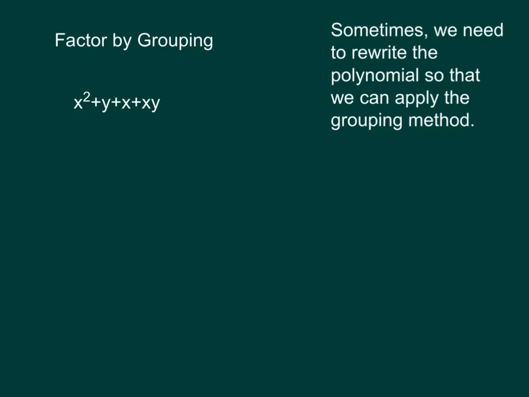Instead, what I have to do is move things around so that I can apply the grouping method. I only have two terms that contain a y, so maybe I can maneuver those so that they're next to each other. I'm going to switch around the x and y that are in the middle there and get x squared plus x plus y plus xy. I'm just switching around the order like that now. It's the same statement, just rearranged. Now I want to group with these two pairs.